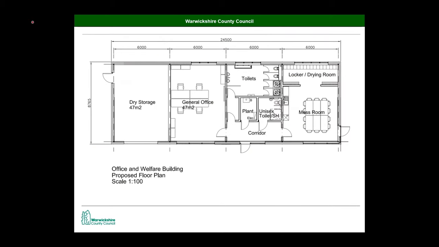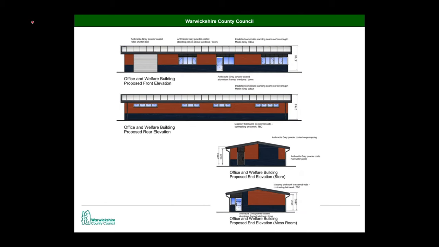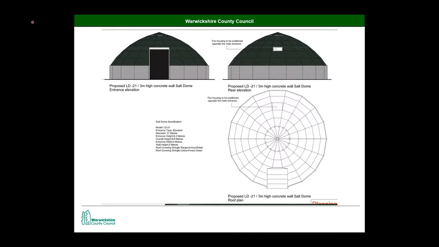The office building itself would be 24 metres by 9 metres in size, a single storey building. This would be a brick construction, just under 4 metres in height. The rear elevation is this one here with high level windows, which would be facing out towards the Rugby Relief Road. The salt dome is a structure 21 metres in diameter and 10 metres in height. It would have a concrete wall construction up to 3 metres in height with a green felt roof over. There's a single entrance to the building without a door, and this would face out onto the courtyard area.